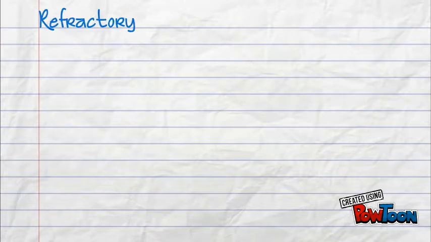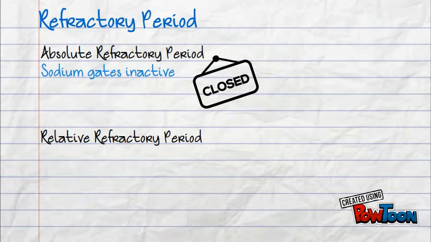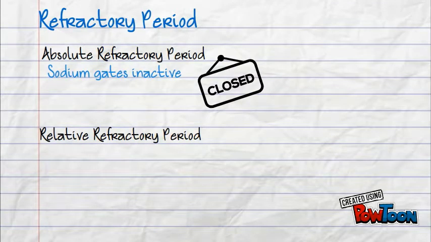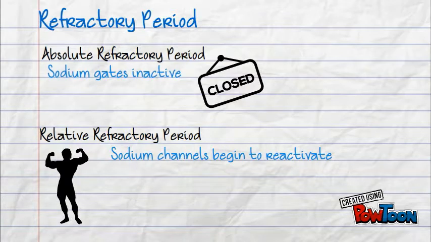The final concept that will be discussed is the refractory period. The refractory period splits off into two separate parts. You have the absolute refractory period and the relative refractory period. In the absolute refractory period, the sodium gates are inactive, therefore no action potential can occur no matter how strong the stimulus. The second part is the relative refractory period. In the relative refractory period, sodium channels slowly begin to reactivate. Therefore, with a strong enough stimulus, an action potential may occur.